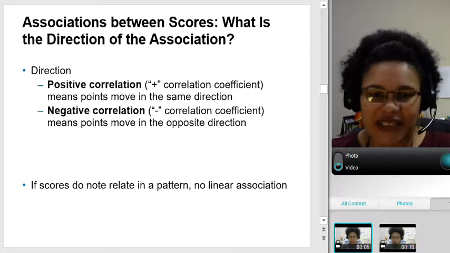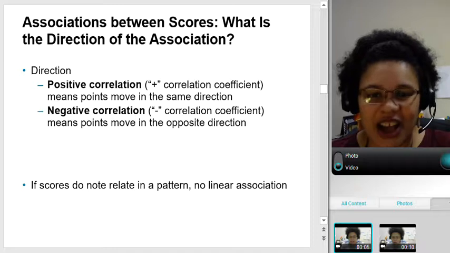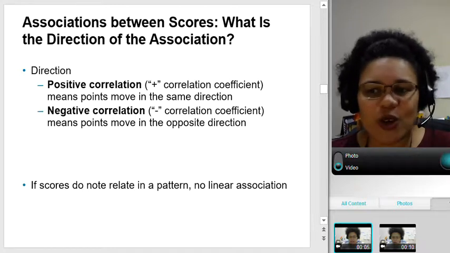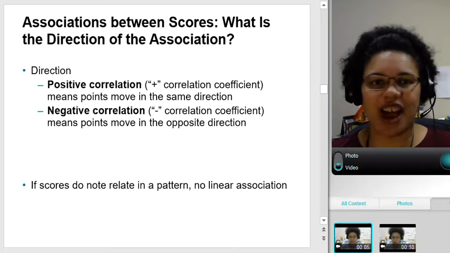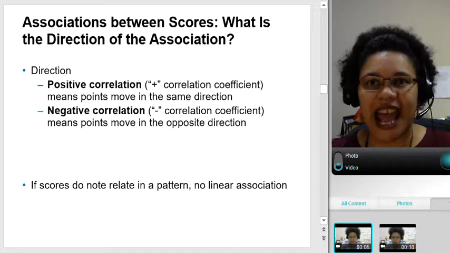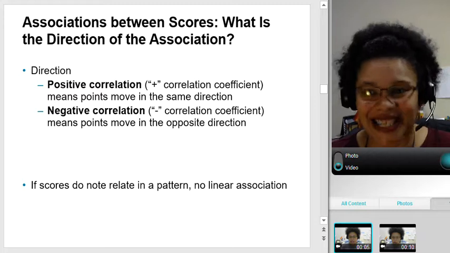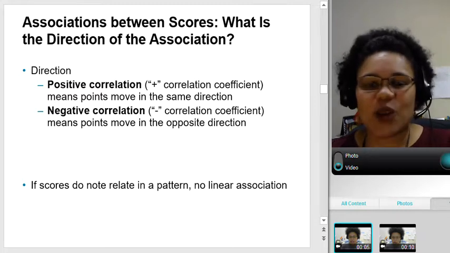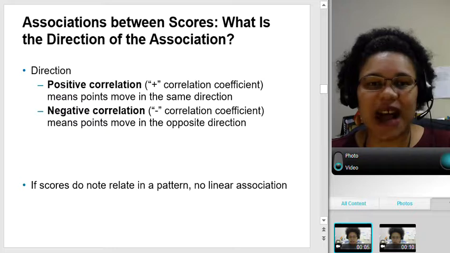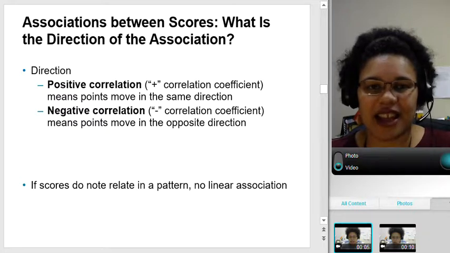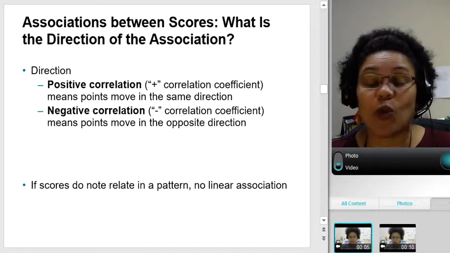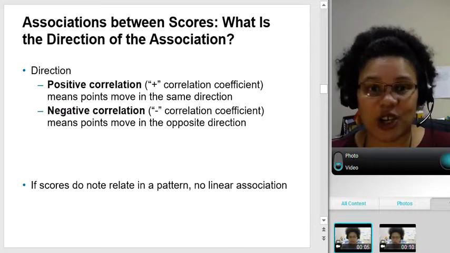So, the direction of an association: either there's a positive correlation or a negative correlation. We use the term correlation in our everyday speech. And this is one of those terms that actually has a similar meaning in statistical language, and that doesn't always happen. So, when two things are positively correlated, when one goes up, the other one also tends to go up, right?